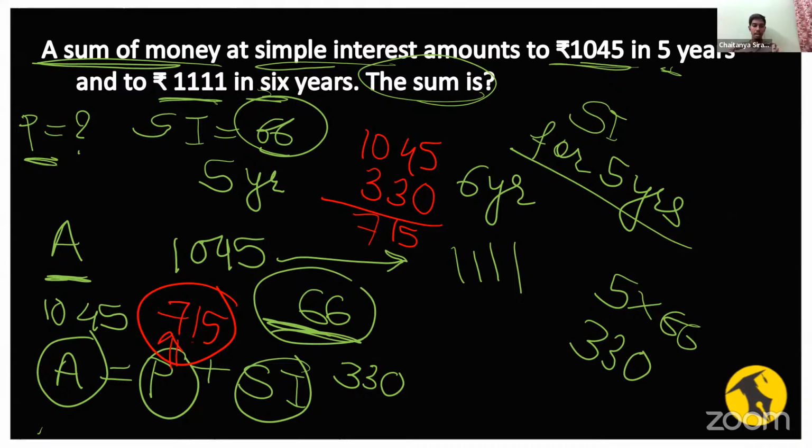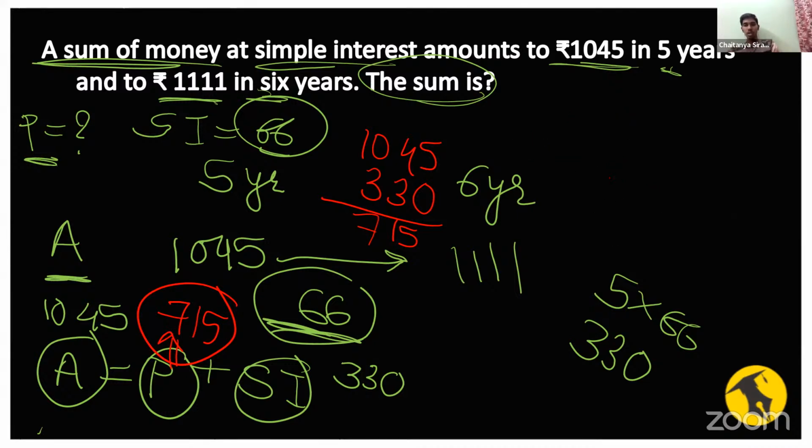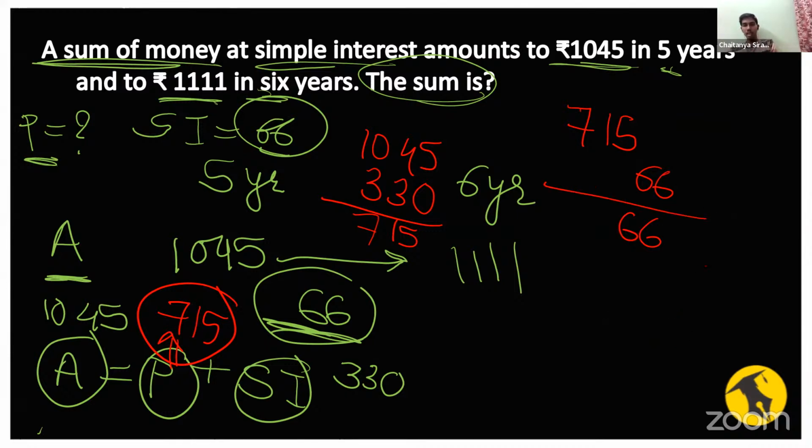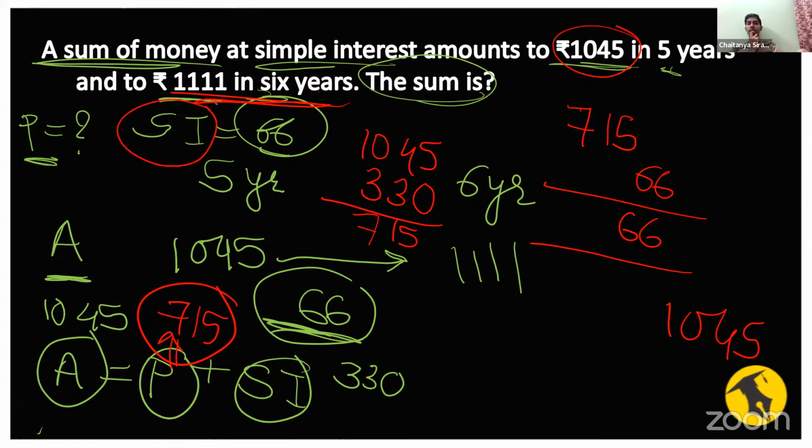So if I had invested 715 rupees for the first year, I would have got interest of 66, 66, and keep on for 5 years until the amount becomes 1045. So in this case, you were given amounts of 2 consecutive years, and you can find the simple interest. Here it was consecutive years.